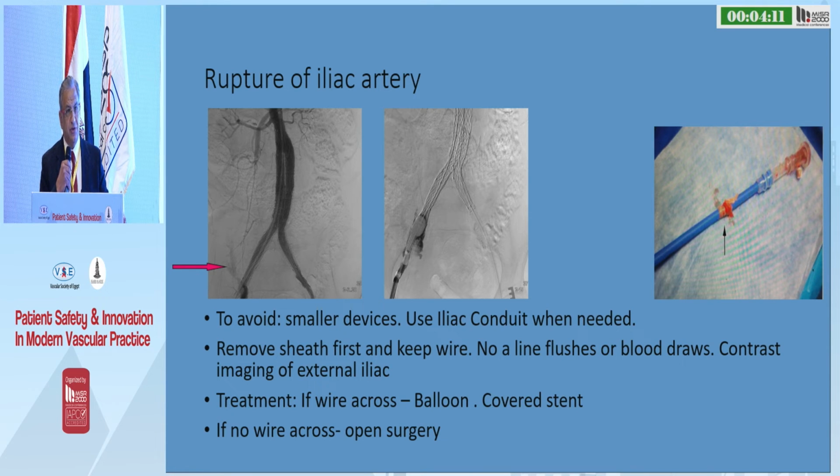The tip here is don't pull the sheath and the wire together at the end of the case. Pull the sheath, leave the wire, make sure that the A-line, the pressure is okay, make sure anesthesia are not checking ACTs or flushing A-lines, and then take a picture of the external iliac before you get out.